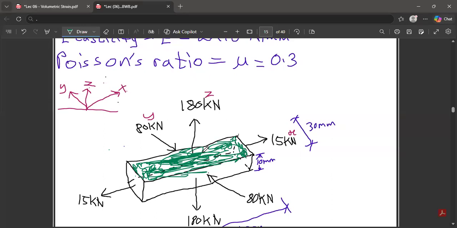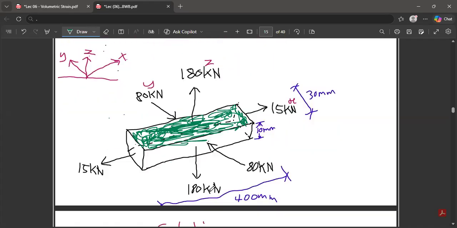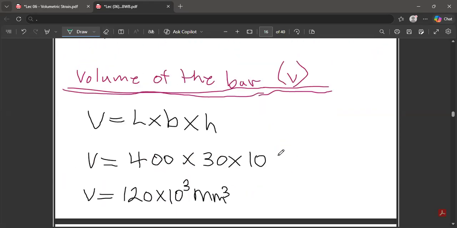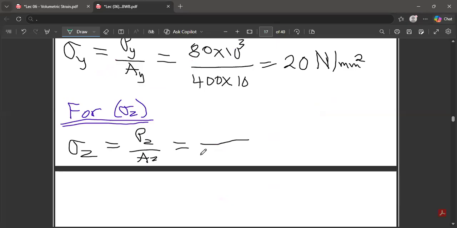So the area I have shaded, that is the area I'm talking about. Okay. So in this case, the area of our Z is just going to be 400 times 30. Okay. So let's quickly go and do that. So the area Z now is just going to be 400 times 30.